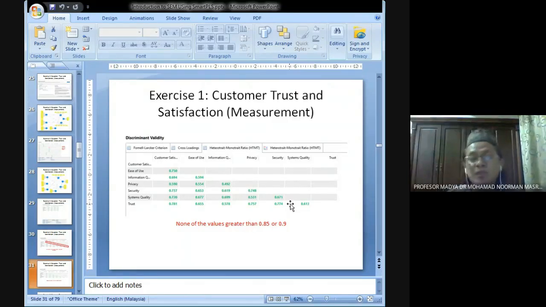Now, should you report both? You can report both, no issue, or you can report one only. Then you have to choose which one is favorable to you, which one is really helping you.